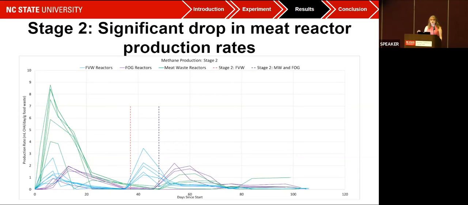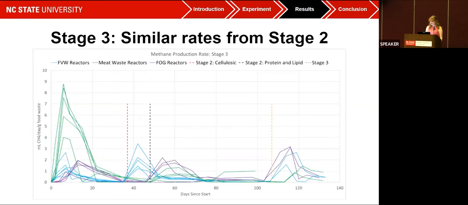This suggests that the microbes that originally formed from the protein from the meat waste in stage 1 were not able to adapt to these new changes. We found similar results in stage 3, represented by the yellow dotted line at the end, where all reactors were loaded towards the combination of the 3 types. Again, similar performance from the fat and the fruit and vegetable waste reactors, similar to stage 2, but much less than stage 1 for the meat waste reactors.